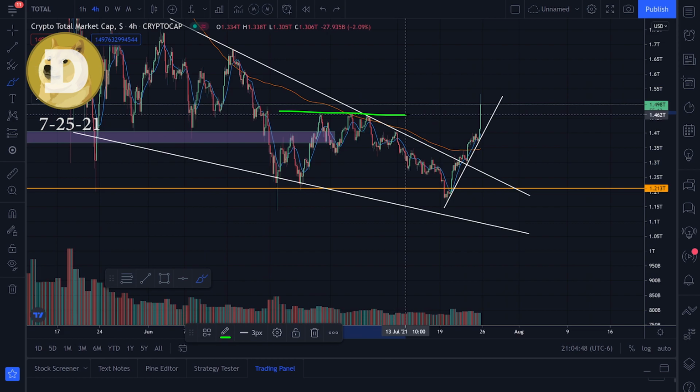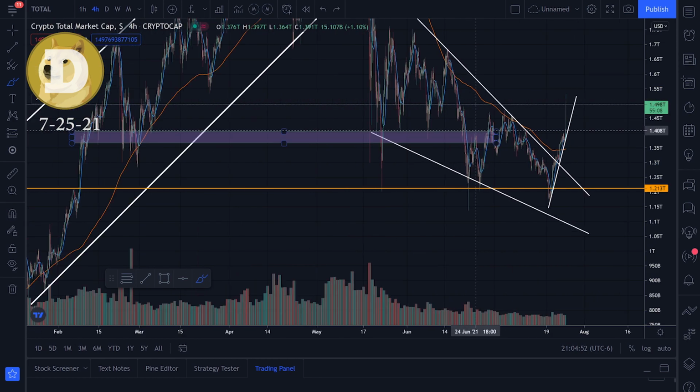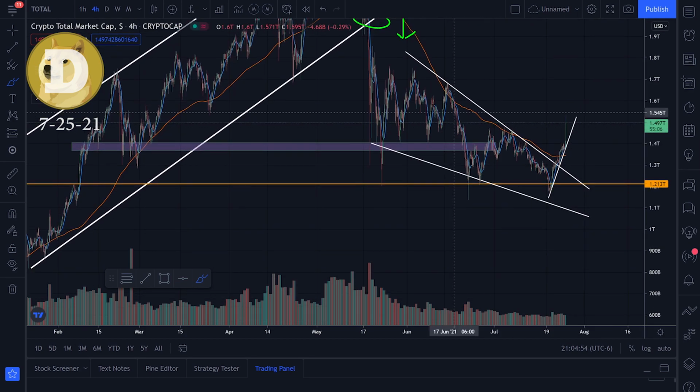We have some resistance right here that we're coming into contact with, but we kind of blew past it. But the main target I've been looking at for a really long time is up here at around 1.76 trillion on the total crypto market cap. The ticker symbol is TOTAL if you want to follow along on TradingView.